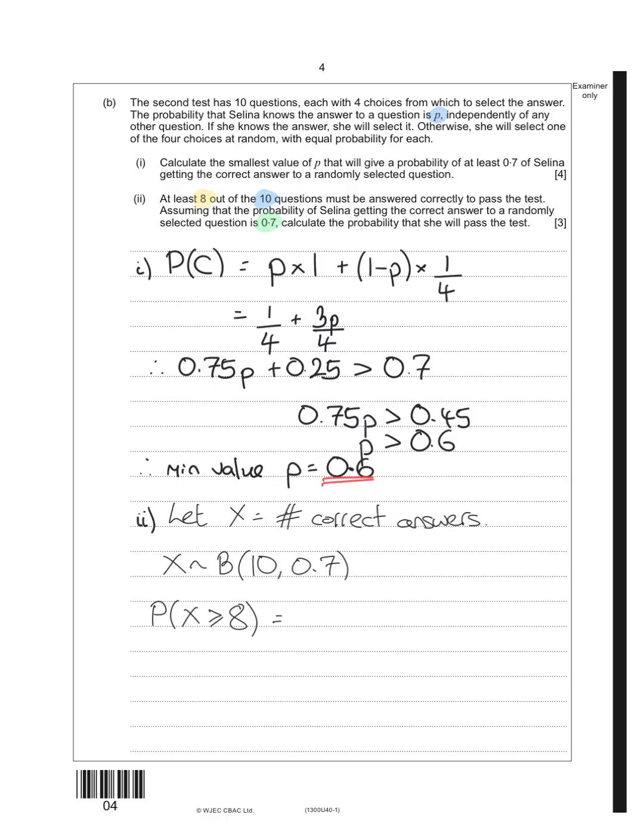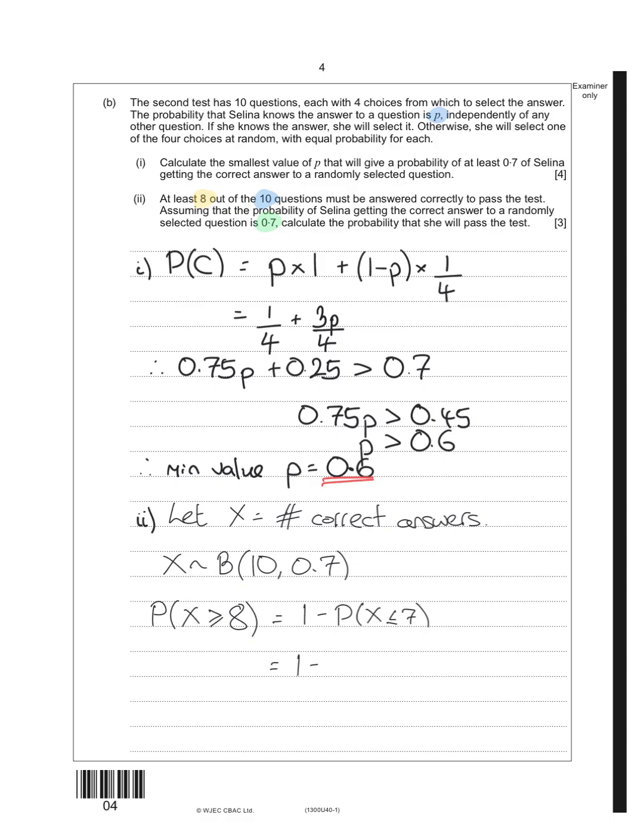Okay, now I know this is on a unit 4 paper, so you're expecting continuous distributions, but they can put discrete distributions on here as well. So that is 1 minus the probability of her getting 7 or fewer answers correct. Now I'm going to type the second bit into my calculator. So just a reminder, we're going to go into distributions, we're going to go into binomial CD. We've got x is 7, n is 10, the probability of success is 0.7.